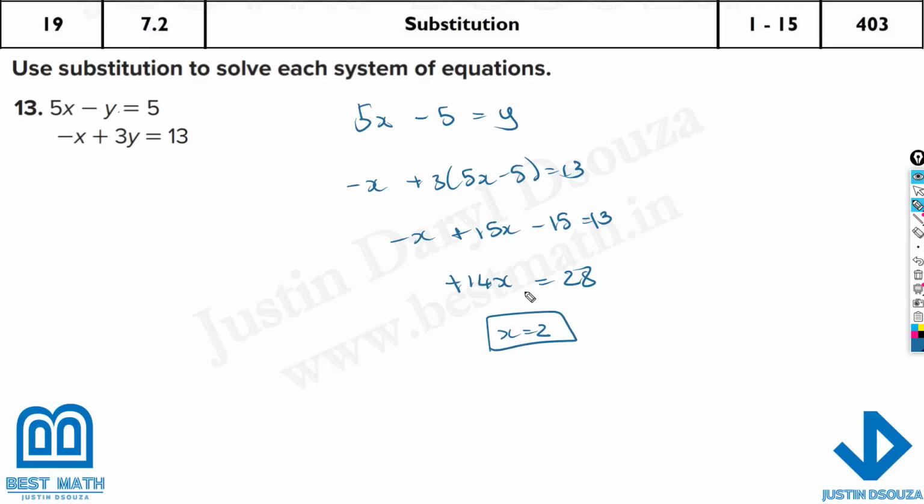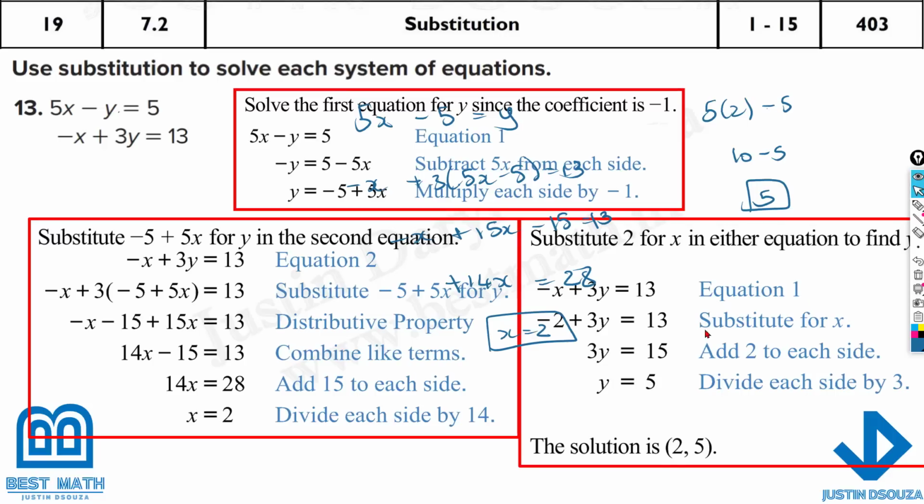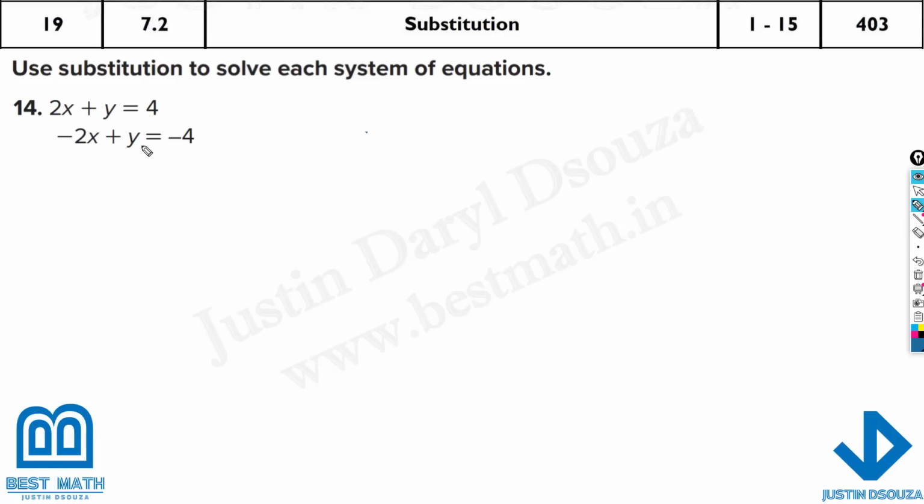Now that the x value is found, let's put it back into one of these equations. So it's going to be 5 times 2 minus 5, and here we have 10 minus 5, the value is 5. So x value is 2, whereas the y value is 5. So 2 and 5. We move to the penultimate problem.